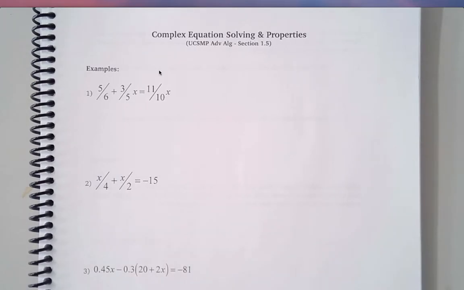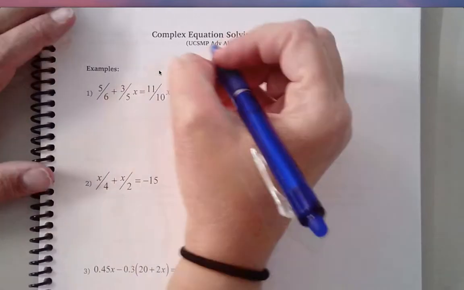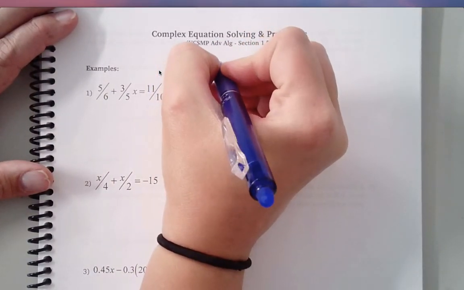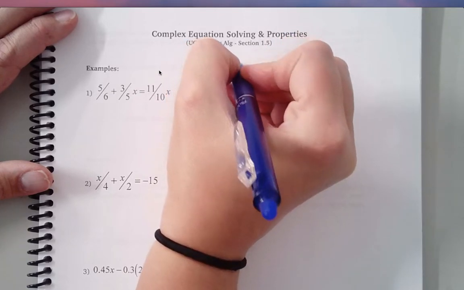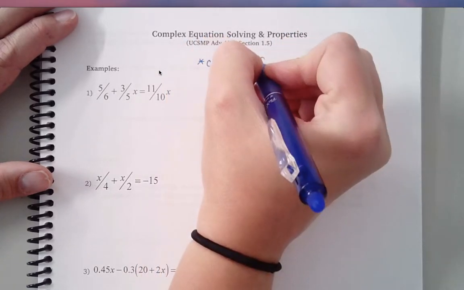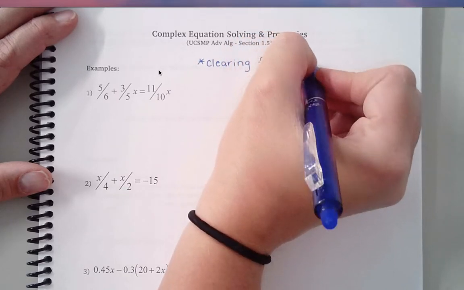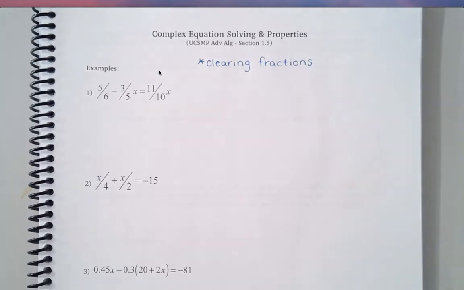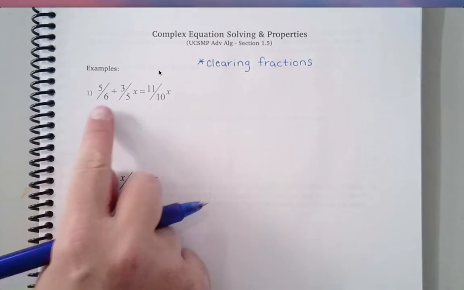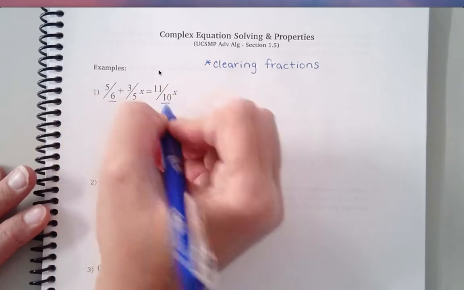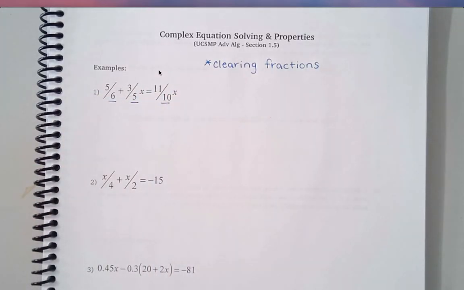But there is a method called clearing the fractions, and I'm going to make a note of that just so you know that that's what I'm referring to, that I'm going to use on this first one, that you're going to find useful for several of the problems you're going to be asked to do. Okay, so what I'm about to do is called clearing the fractions. And here's what I'm looking at. I'm looking at the denominators of the fractions, 6, 5, and 10. And I want to find something that those all divide into. Okay, kind of like finding a common denominator.